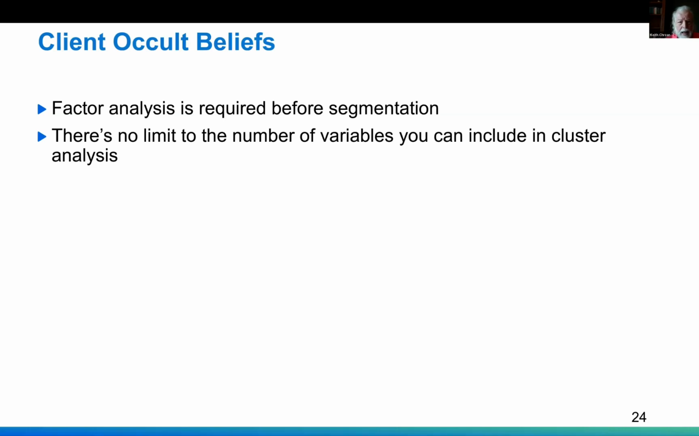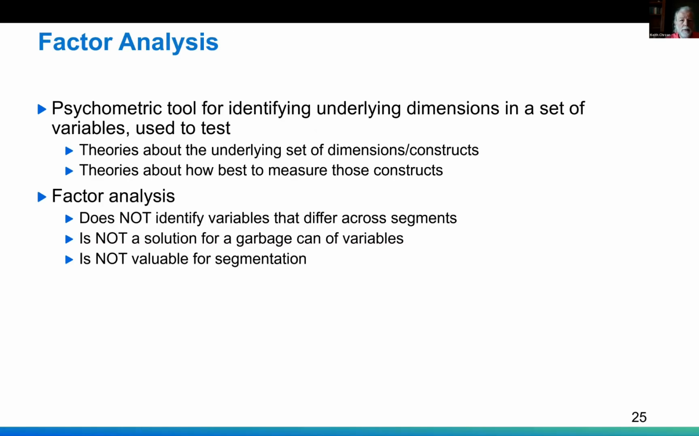Another occult belief that I have to deal with a lot is that I think a lot of people, once upon a time when they learned cluster analysis, they learned, hey, you've got to do factor analysis and then take your factor scores and cluster on them. That's what's called dual clustering or factor clustering. A lot of my clients seem to think they need to do that. And I think it's a really bad idea, usually. And the reason is factor analysis really doesn't produce what we need it to do for clustering.